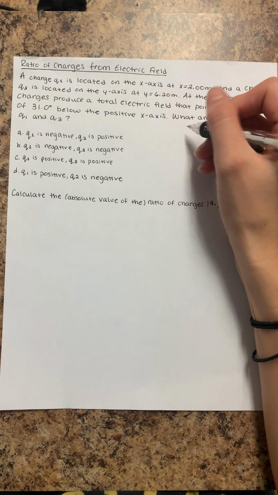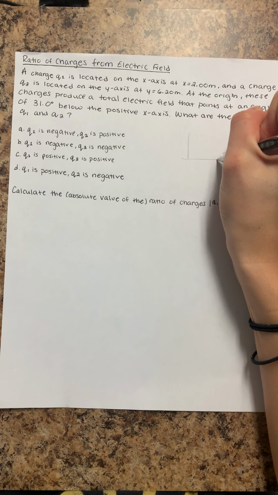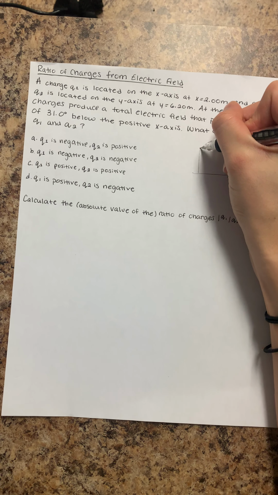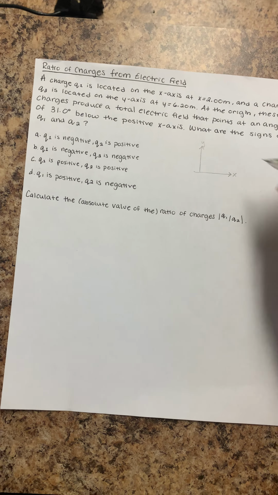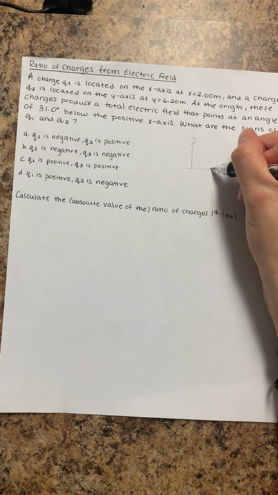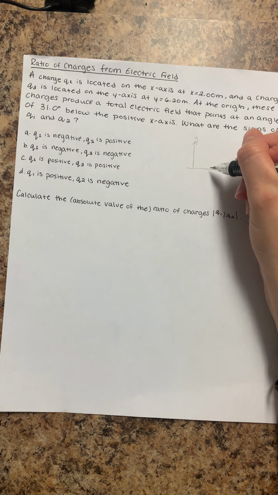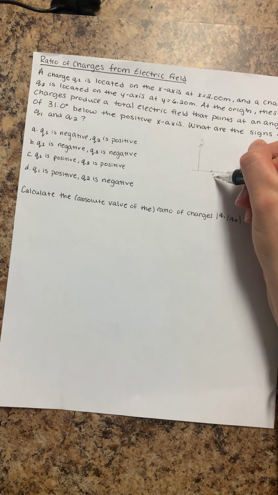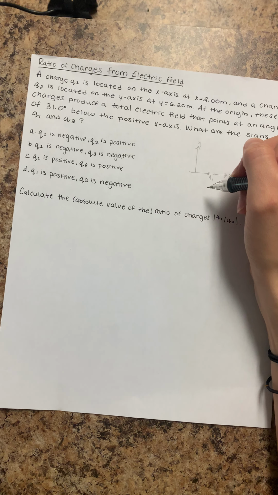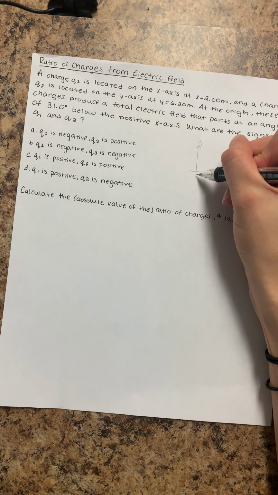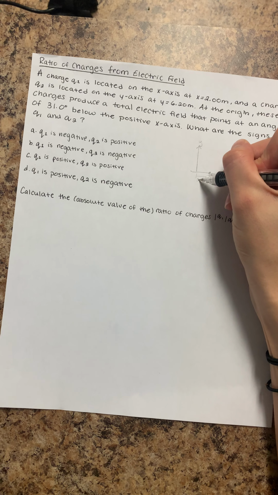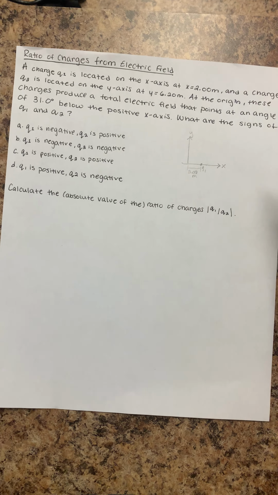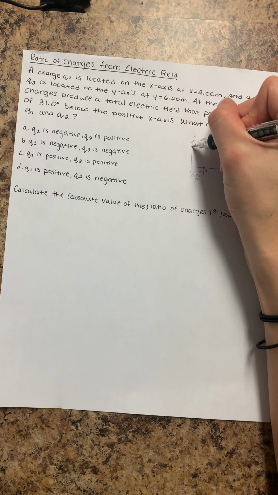So what we can first do is draw a picture of this to have a visual. So we have our x-axis, our y-axis. We are given Q1, which is right here, approximately, and this is 2 meters. And then on the y-axis we have Q2, which is at 6.2 meters.